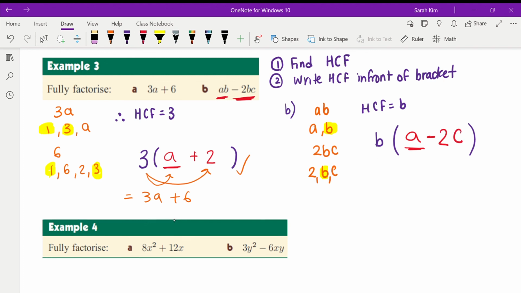Let's just double check. B times A is AB. B times negative 2C is negative 2BC. That's definitely the right answer. Right, make sure you copy those down.